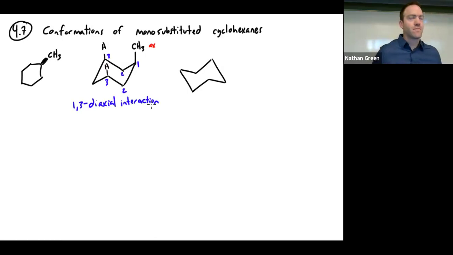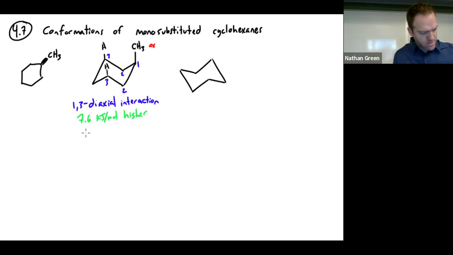Those are bad. Right? So when you put a big group in an axial position, it incurs a penalty. In this case, if you have a CH3 here, it costs 7.6 kilojoules per mole more in energy. I'm not going to write that number down and have you memorize it, but actually, I'll put it on here because I'm going to show you later on. You don't need to know these numbers. But this is 7.6 kilojoules per mole higher in energy. Or let's say 7.6 kilojoules per mole less stable.